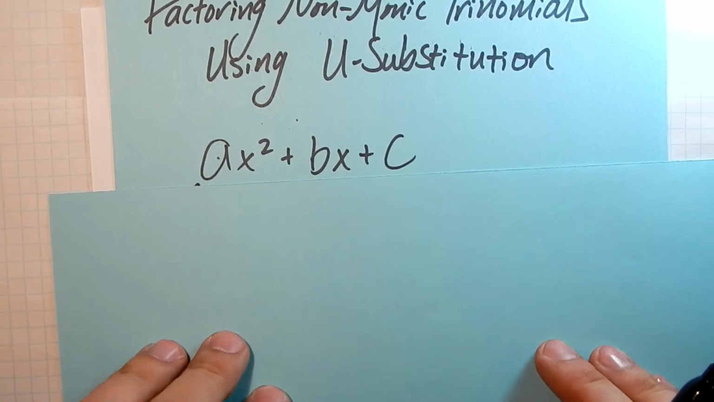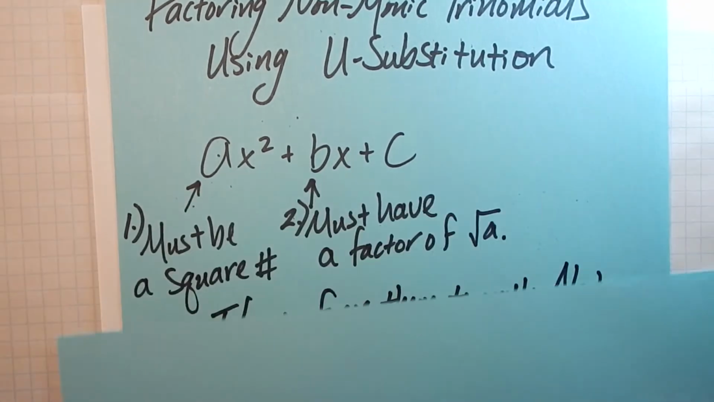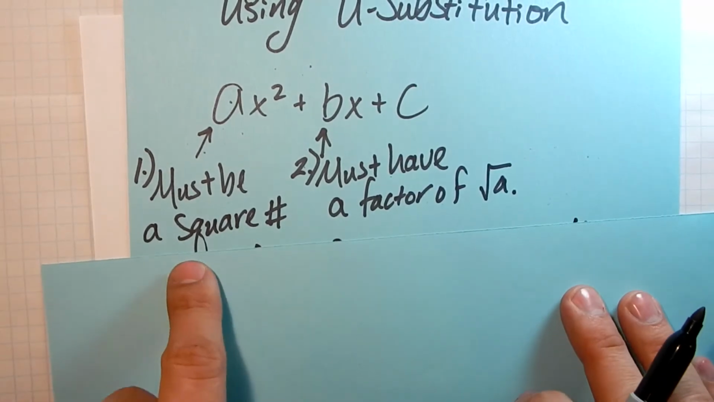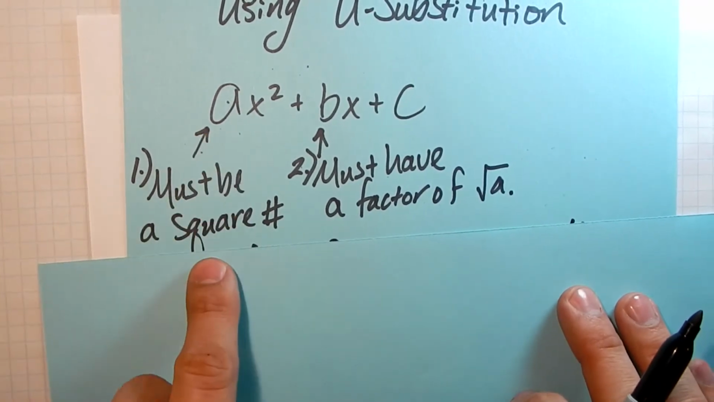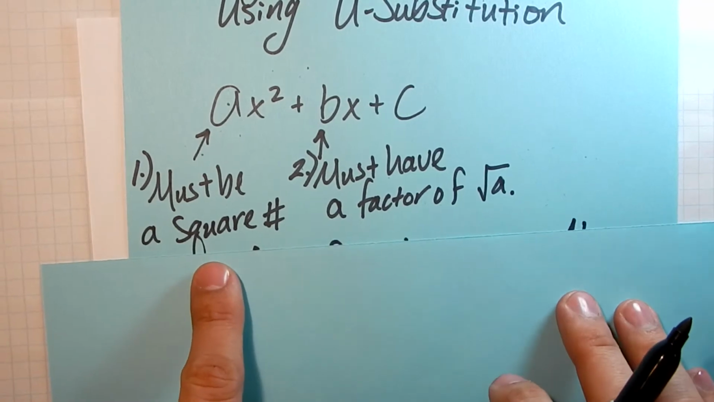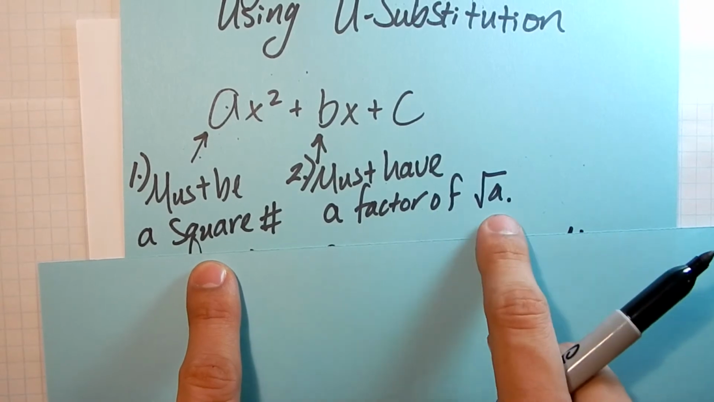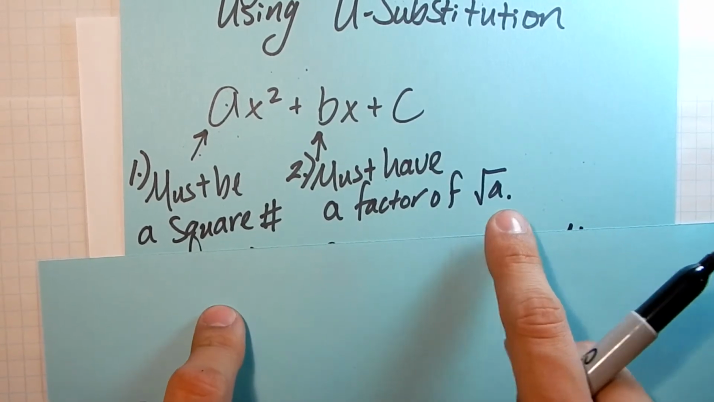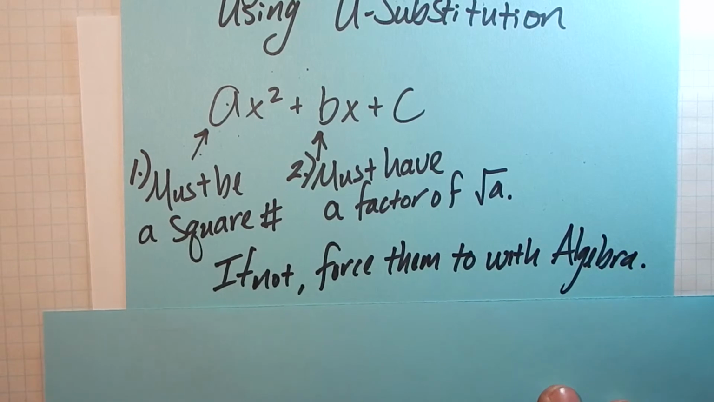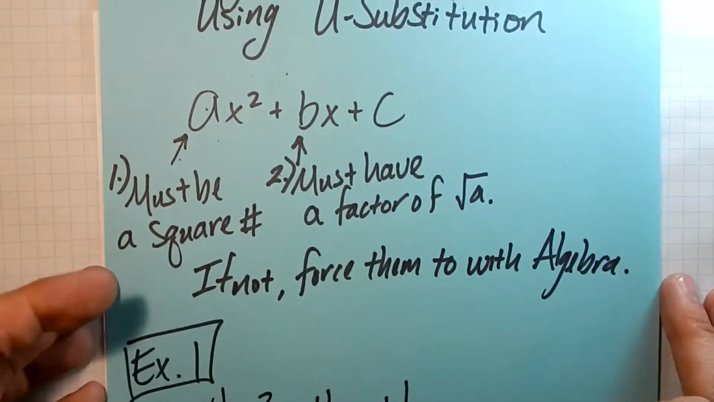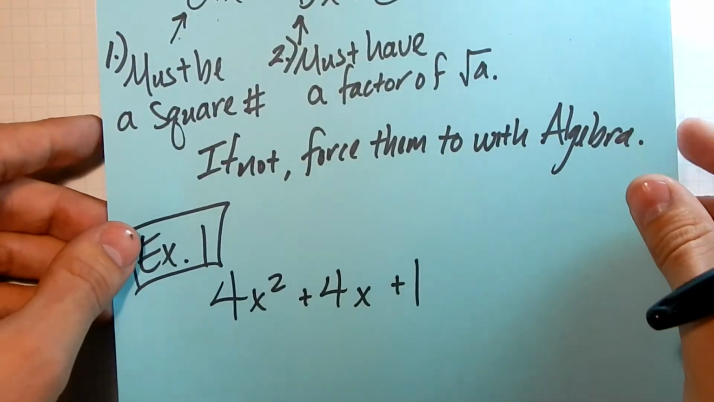But again, this is a really algebra-heavy method. So what we're looking for are a couple of criteria. The leading coefficient, this a, has to be a square number. And the second coefficient, b, must have a factor of the square root of a. If it doesn't have either of those, then we have to force them to be that way with algebra. So let's look at some examples to make this a bit clearer.